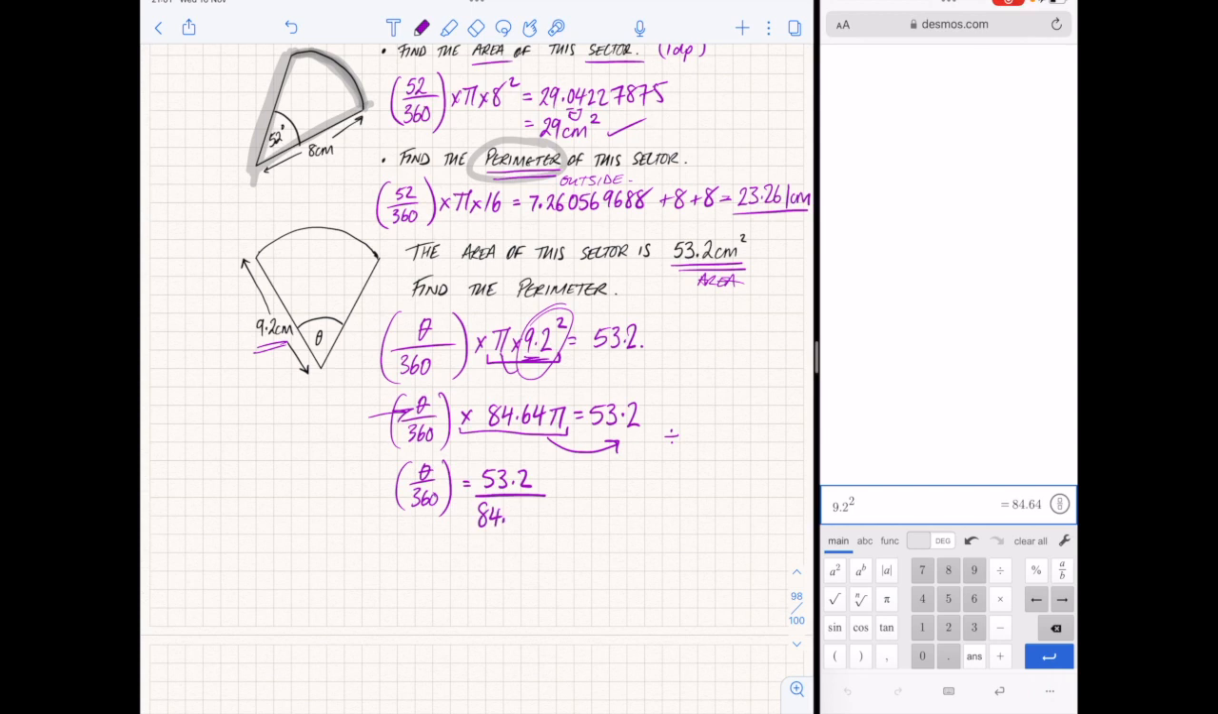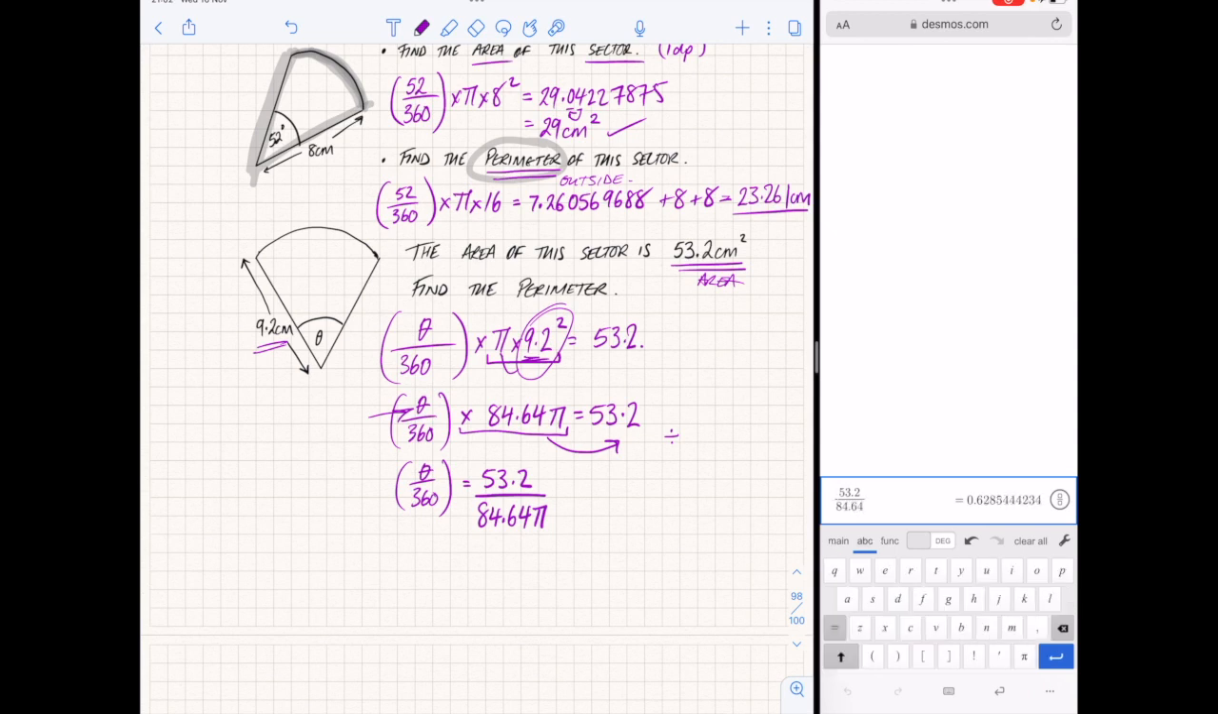by 84.64 pi. Let's work that out. So we're saying 53.2 divided by 84.64 pi, and that gives me an answer of 0.2.